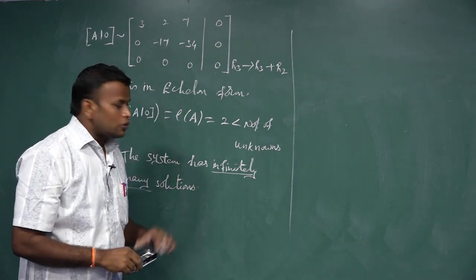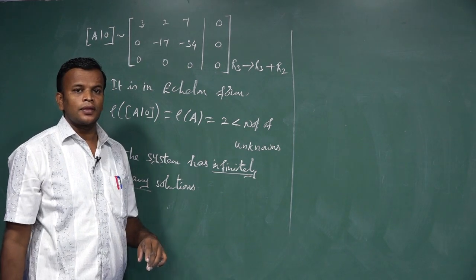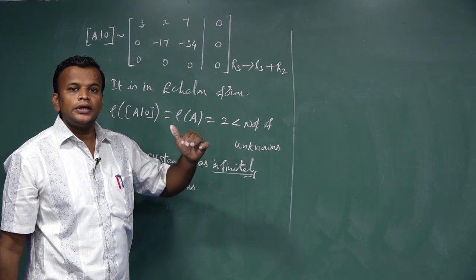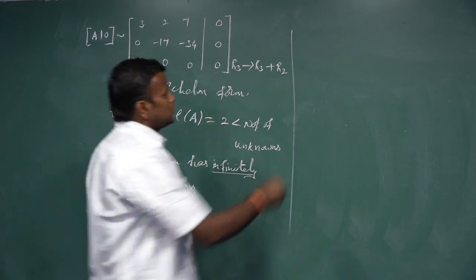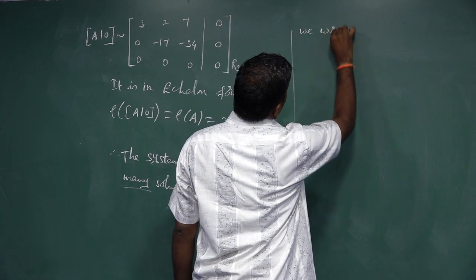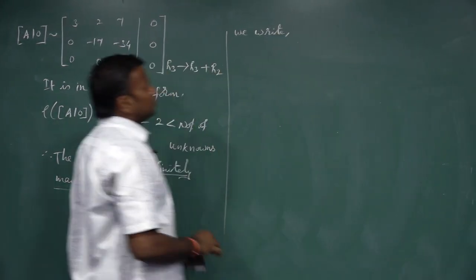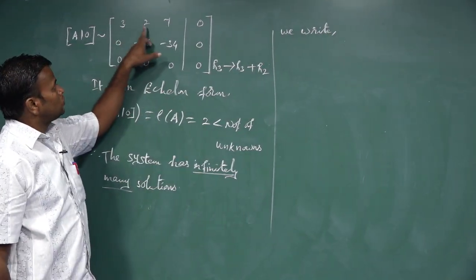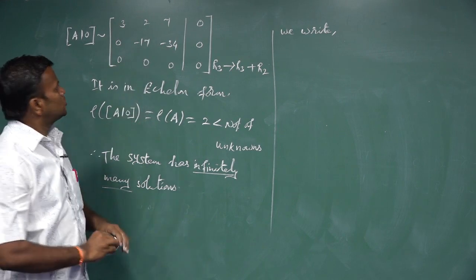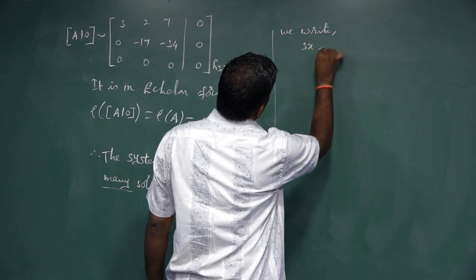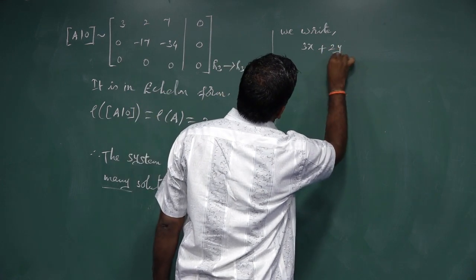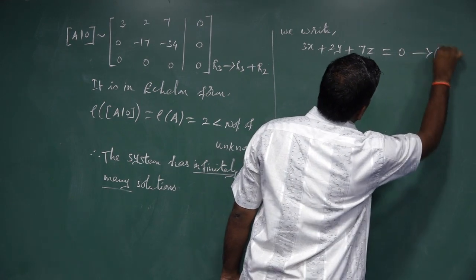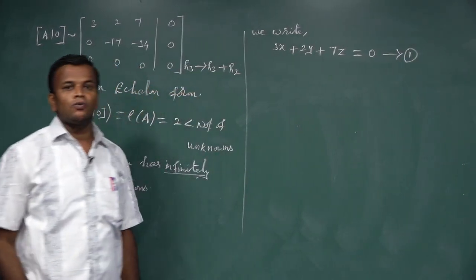The next step is to find the solution set. How to write it? From this matrix form, again we convert it into a system of equations. See, the first row becomes the first equation: 3, 2, 7, where 3 is the coefficient of x. So 3x plus 2y plus 7z is equal to 0. I put this as equation 1.